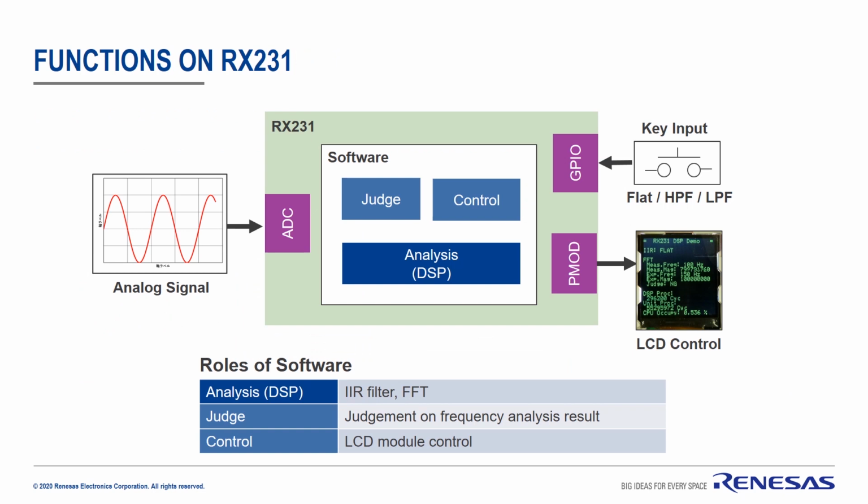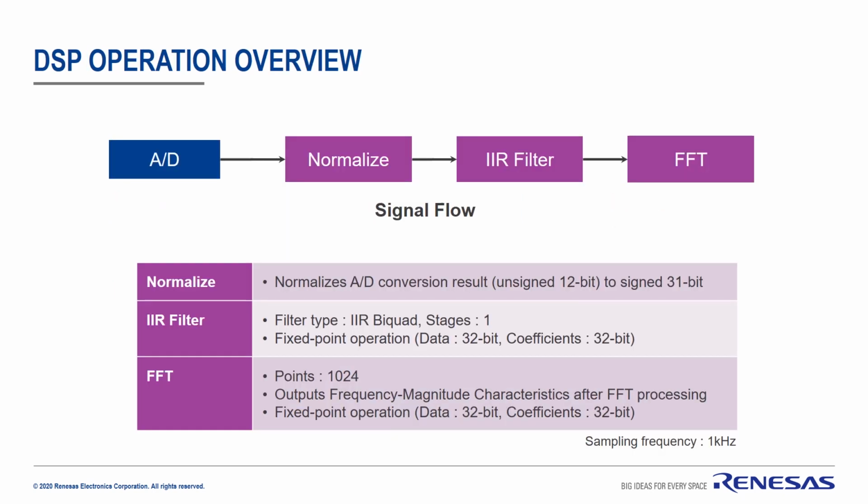This shows the functional block diagram of the demonstration system. The analog signal input and the interface for LCD control use the functions on the RX231. The software consists of DSP, judge, and control blocks. This shows the signal flow of the demo system. The RX231 performs input signal normalization, IIR filter processing, and FFT processing.